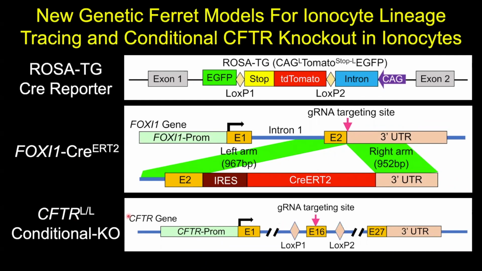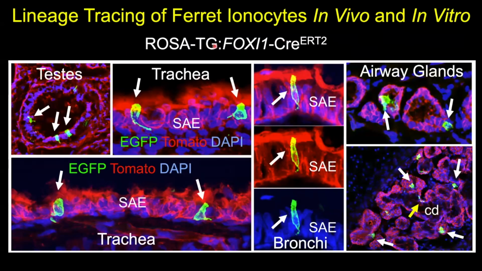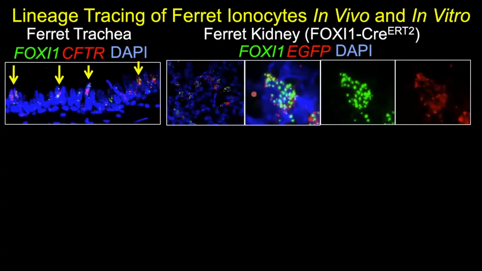The third model is a conditional CFTR knockout model, which is now being bred with these above models to test, in a cell-specific way, how CFTR deletion in ionocytes affects airway function. Lineage tracing in these double transgenic animals demonstrates the tracing of cells, of similar abundance to ionocytes, in the trachea, in the bronchi, as well as in distal tubules of submucosal glands, which was somewhat surprising, as well as collecting ducts.